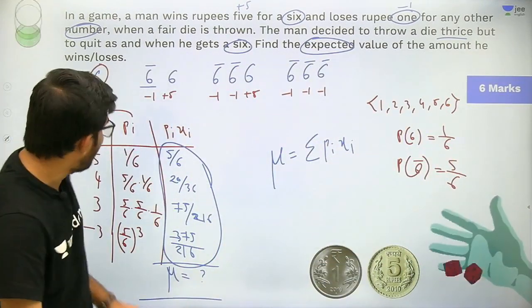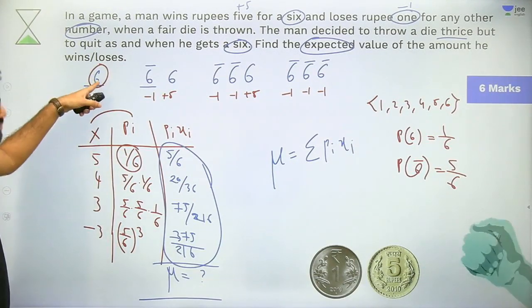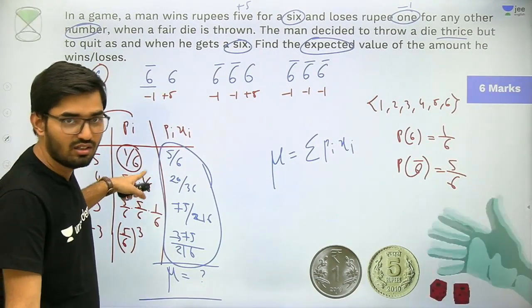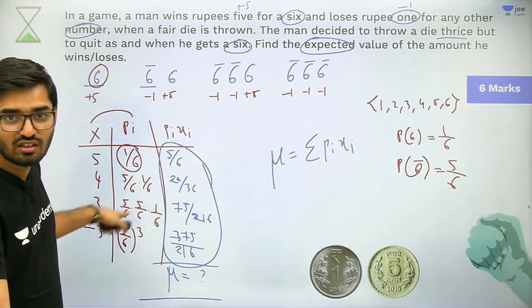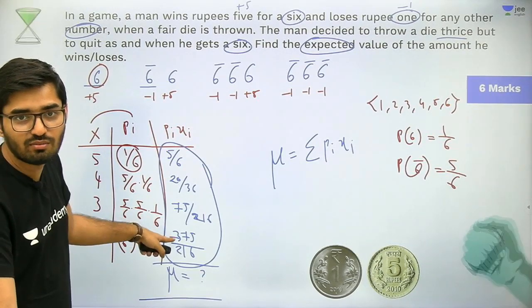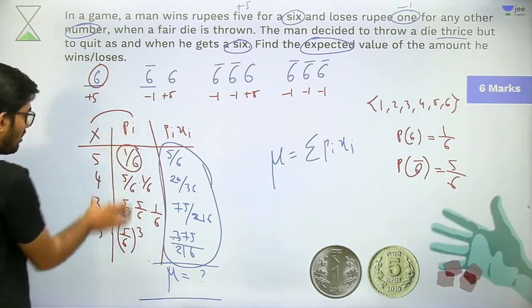Understood? So after this, here the probability will be 1 by 6. Like first trial itself he got a 6. Then here first trial he did not get a 6, so 5 by 6 and then 1 by 6. Here 5 by 6, 5 by 6, then 1 by 6, and here all of them are 5 by 6. So we got these 2 columns.